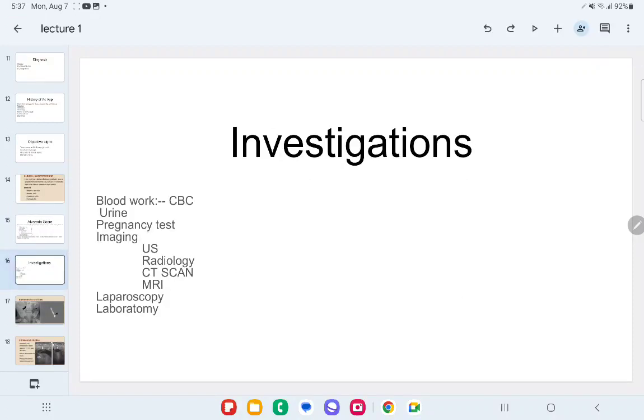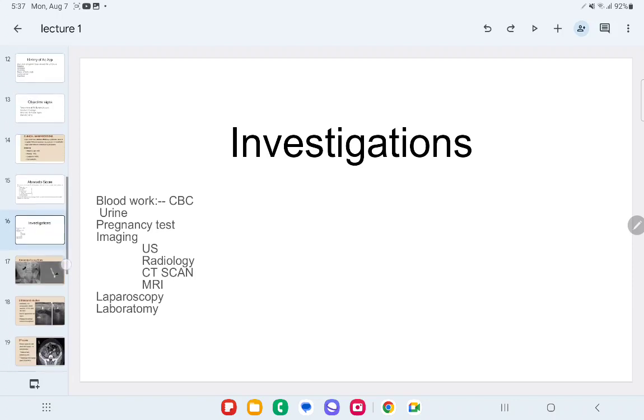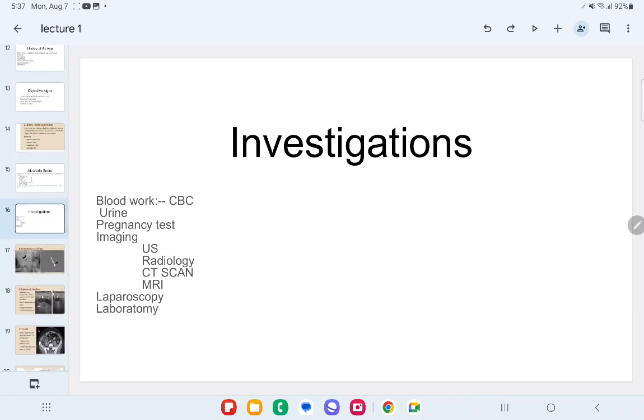CT scan is commonly done in the West, maybe in every case, but here, as we have said, the diagnosis of acute appendicitis is clinical, and it will be helped by investigations like CT scan and MRI. CT scan will show the inflamed tissue and the peri-appendicular collection, and it will show the thickened wall, giving you the clue to acute appendicitis.